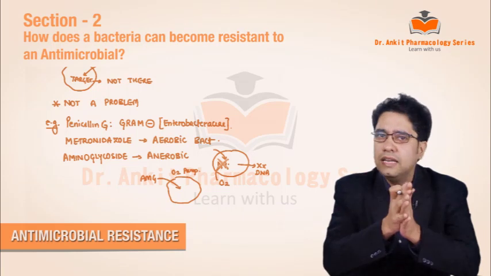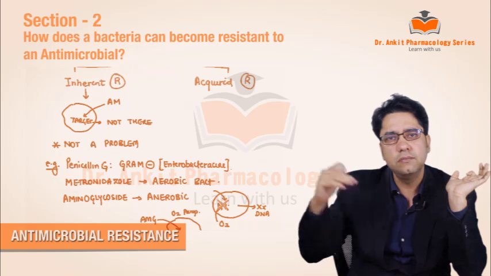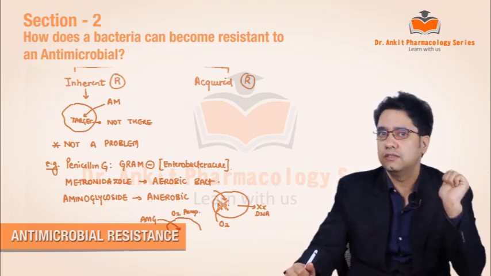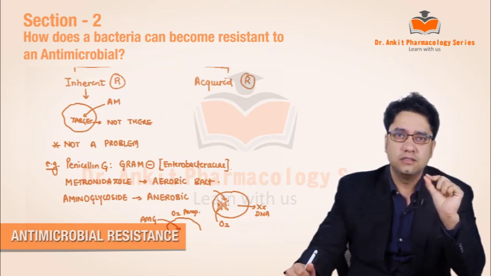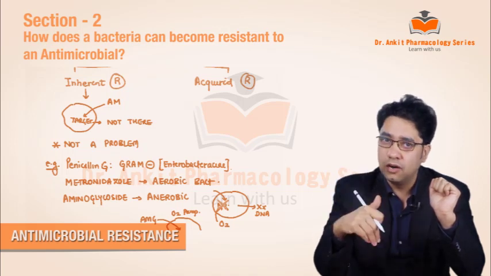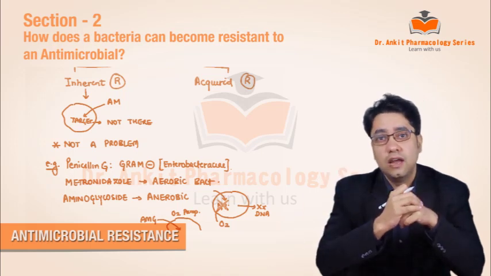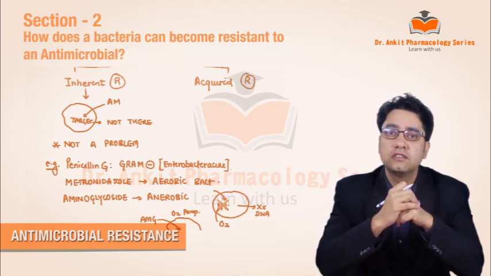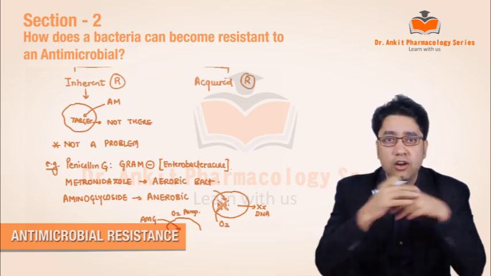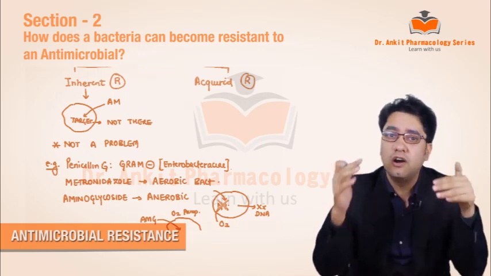And remember, this inherent resistance of a bacteria to an antimicrobial is not a problem for us. We will use some different type of antimicrobial. What is a big problem? That is acquired resistance. In acquired resistance, a bacteria was earlier sensitive to an antimicrobial, but now due to chronic use, that bacteria has acquired a resistance. And this is a very big problem for us because we have very limited resources of antimicrobials. We are not making very new antimicrobials nowadays. Because of this reason, we are running out of options.